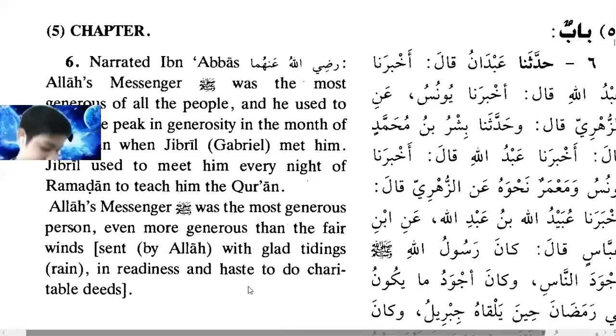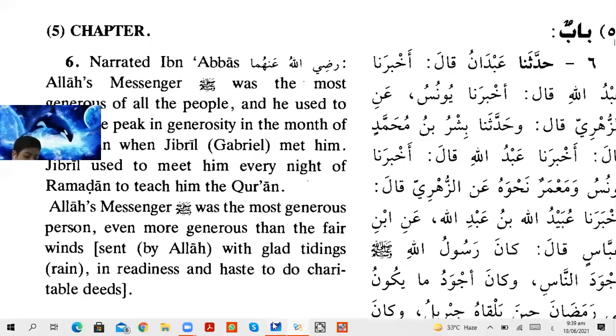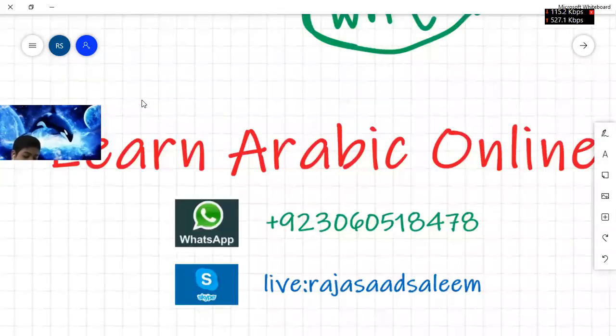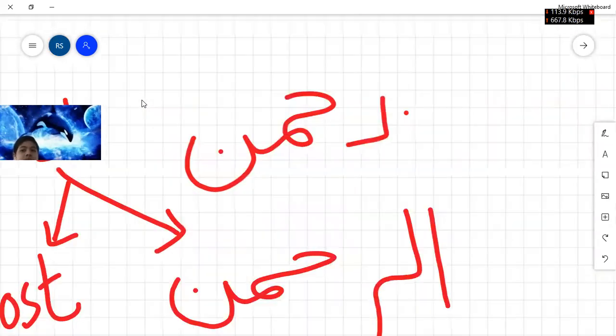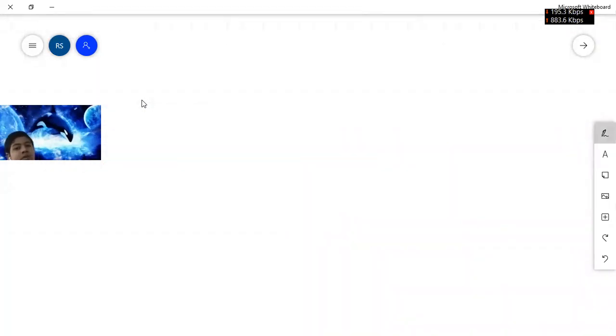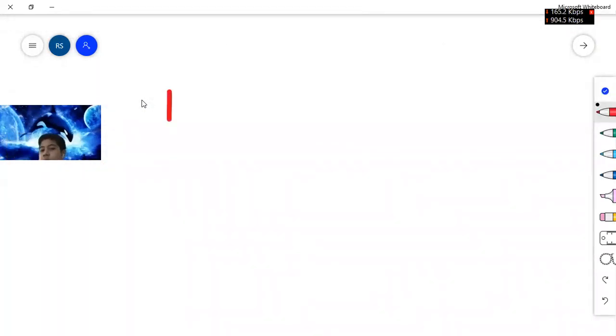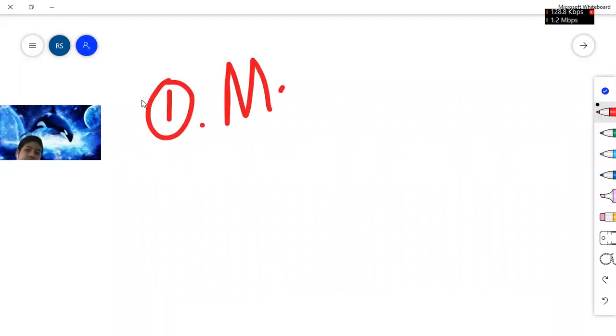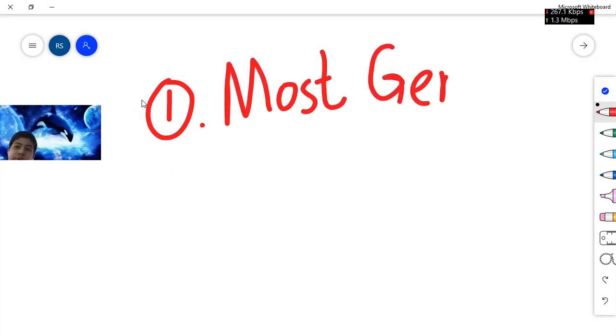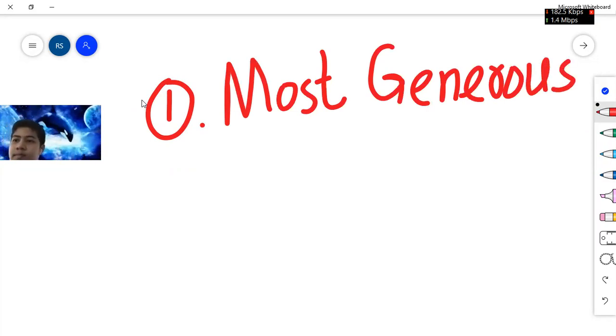So, note now, the first thing you have learned here is that the Prophet Muhammad sallallahu alaihi wasallam was the most generous person. There was no one more generous. Do you know what a generous person is?